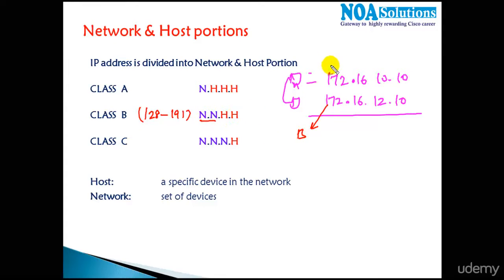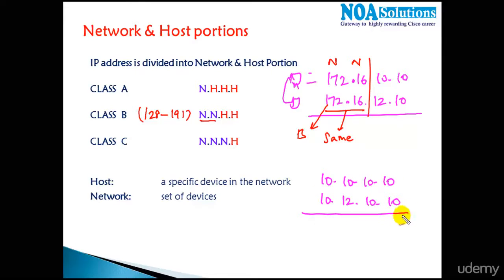In the B class there are 2 network portions. In order to be in the same network, the network portion has to be the same. Now here they are the same, so we call them the same network. Why? Because the first 2 portions are network, and now they are the same. So let's take one more example. I'm going to write one more example here. Let's say 10.10.10.10 and 10.12.10.10, something like this.